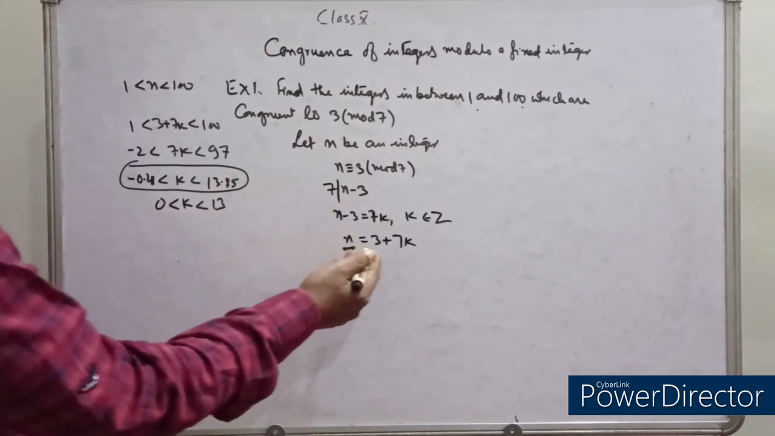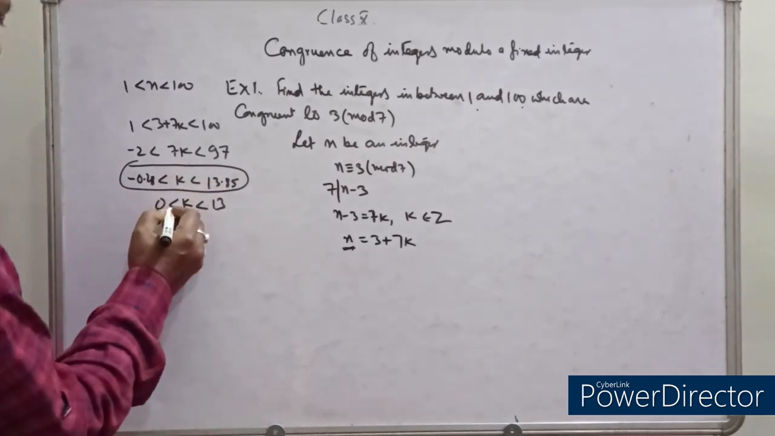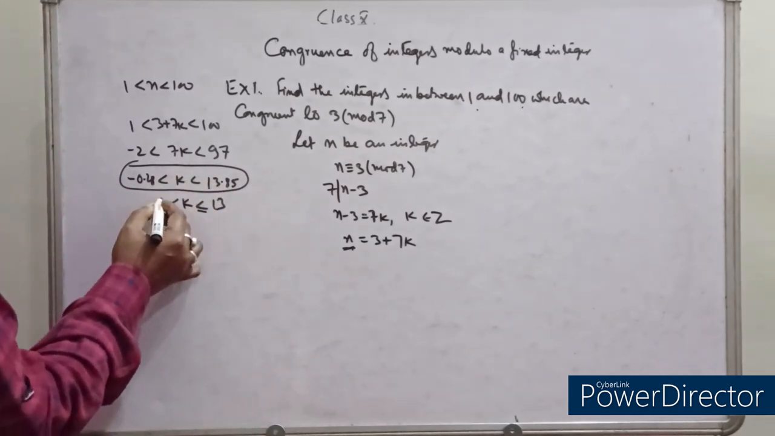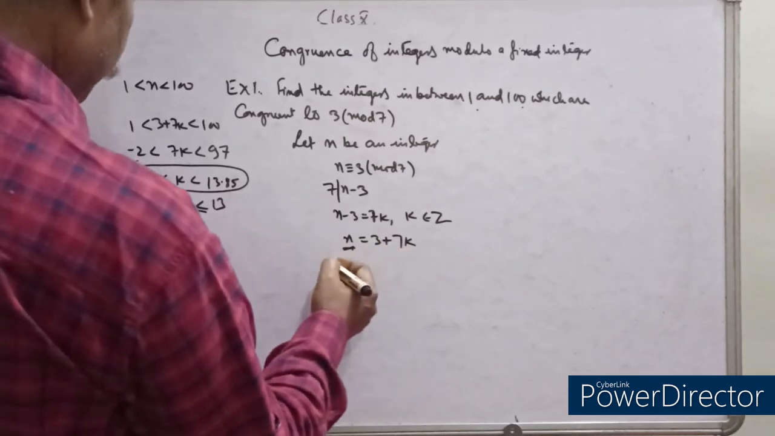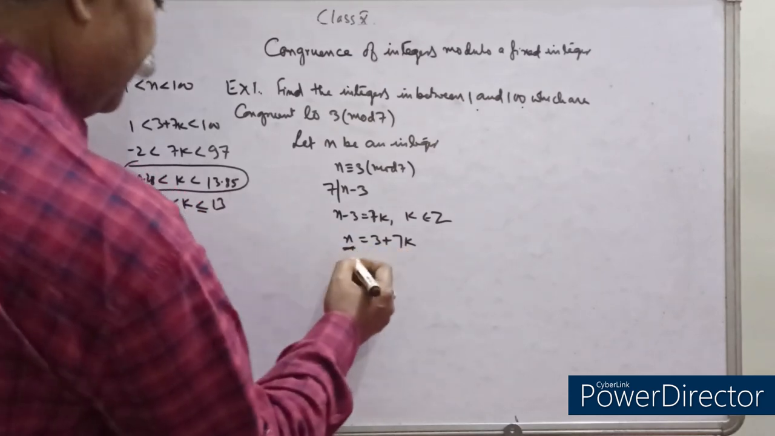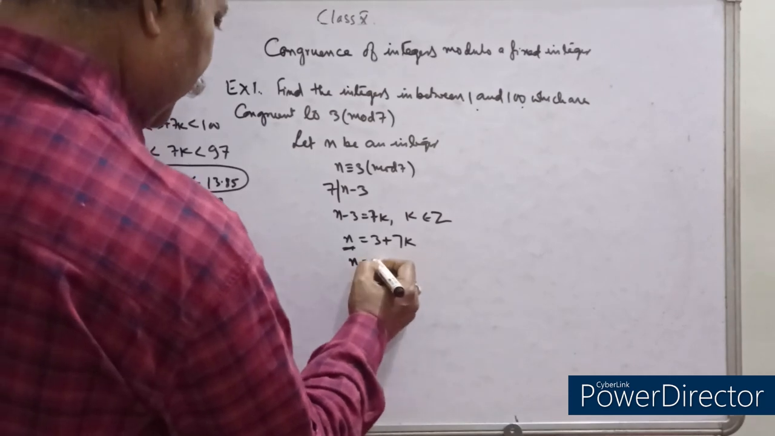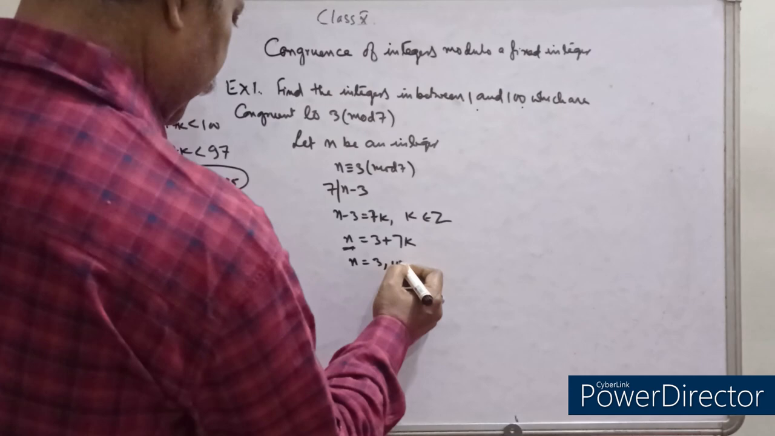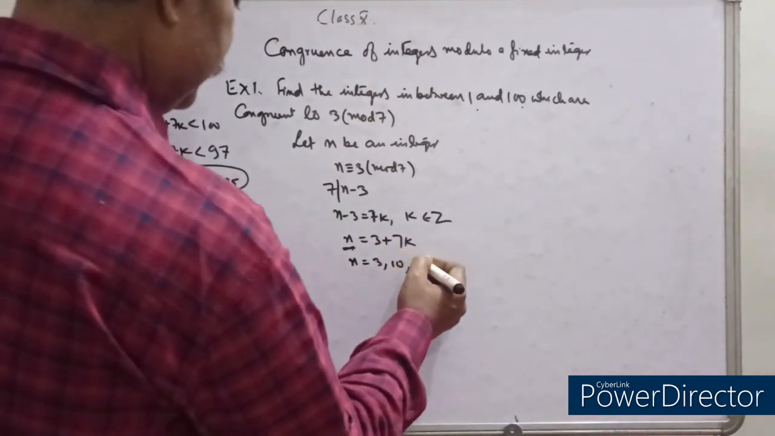Now you place the values of k. I am taking greater than or equal to, so let me start from 0 and go up to less than 13. If k is equal to 0, n is equal to 3. When k is 1, it is 10. Similarly, when k is 2, it is 14 plus 3, that is 17.